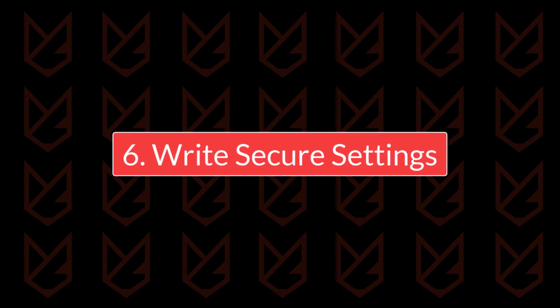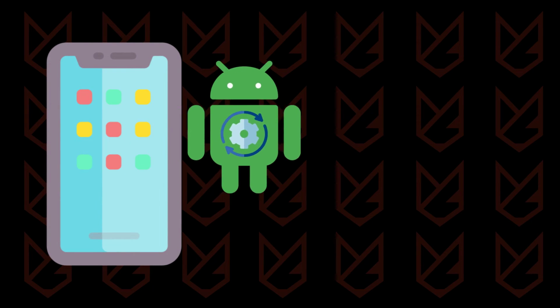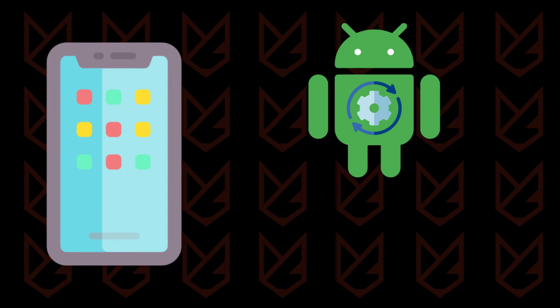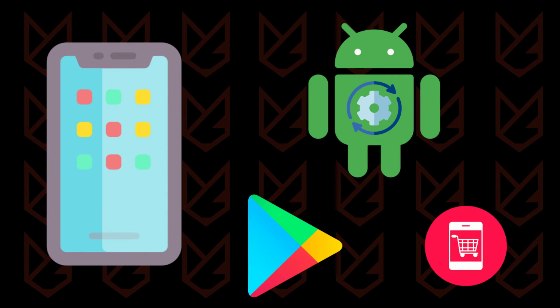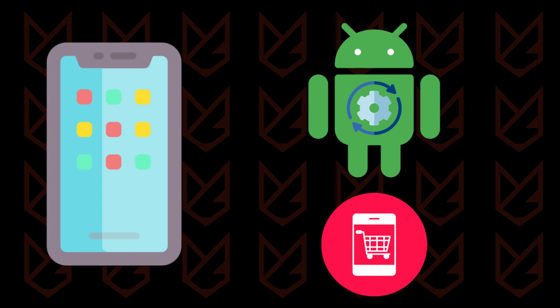Write secure settings. This permission allows an app to read and write system settings. Although Google doesn't let common apps ask for this permission, you should stay cautious if you often install apps from unofficial sites. If an app asks for this permission, remove it immediately.